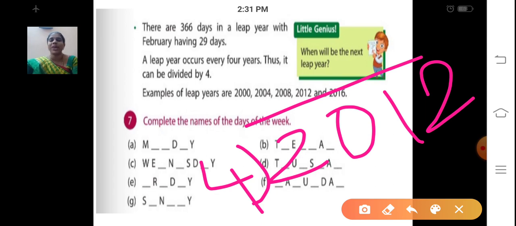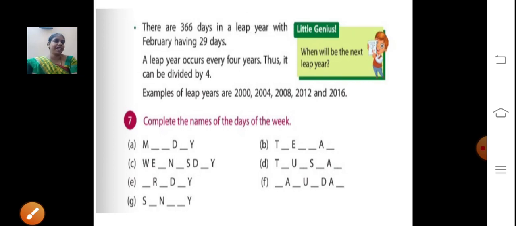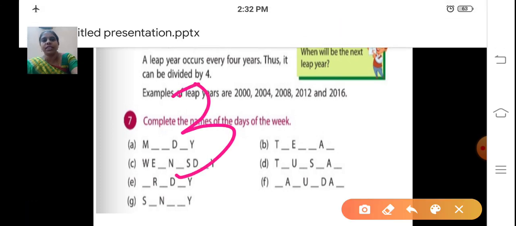Usually in a leap year we'll have 29 days in February. So a leap year comes once every 4 years only. Thus the year can be divided by 4. For example, 2000, 2004, 2008, 2012, you can divide by 4. But 2021, if you divide, some remainder will be left over, so that is not a leap year. So February has only 28 days. Totally 365 days. If it is a leap year, we have 366 days totally.